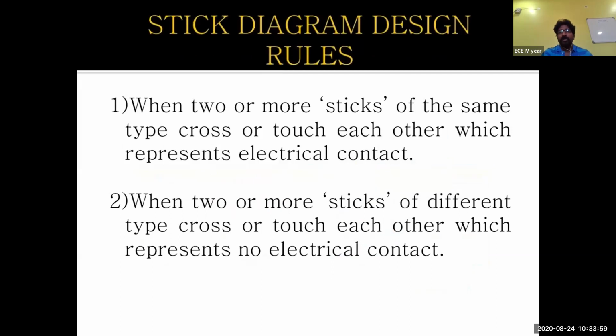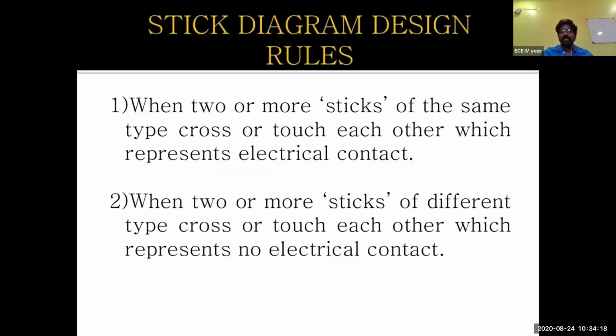Let us see again what the 4 different kinds of rules are here. When 2 or more sticks of the same type cross or touch each other, then it represents an electrical contact. Whenever the same type of sticks cross one upon another or touch each other, we call it an electrical contact. That is the first rule.